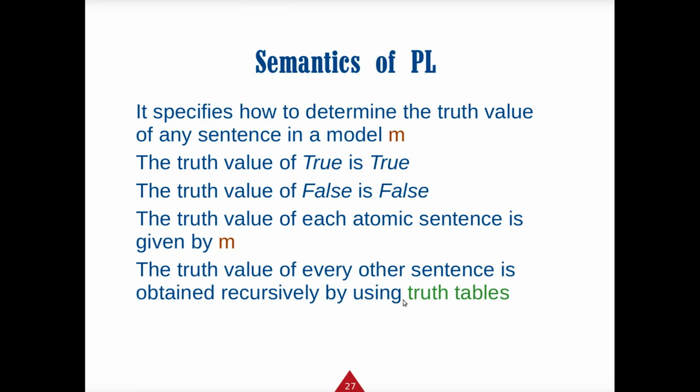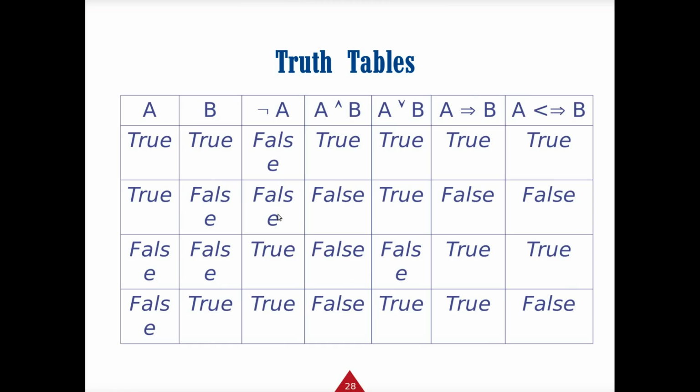So what are truth tables? You've probably seen this if you ever took a programming logic course, but we're using the formal symbols here. So we have the propositional values A and B. Not A: if A is true, it's going to be false. It basically negates it.